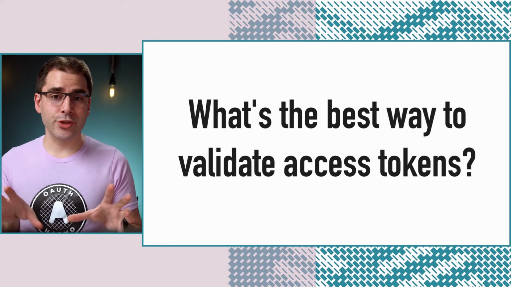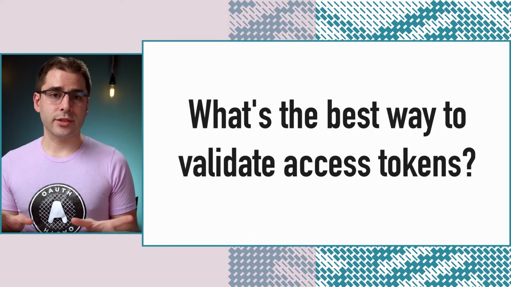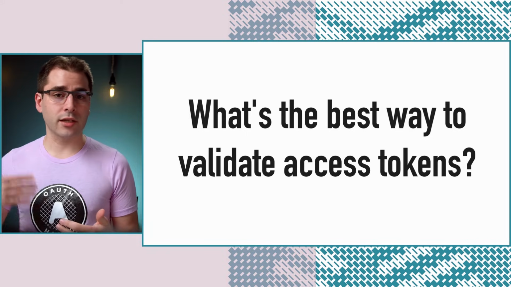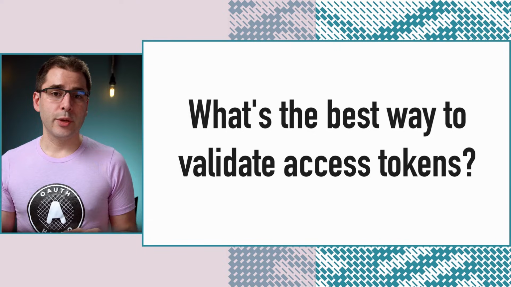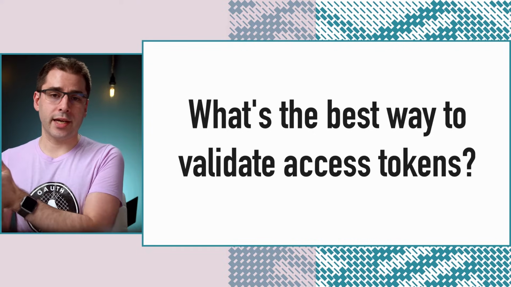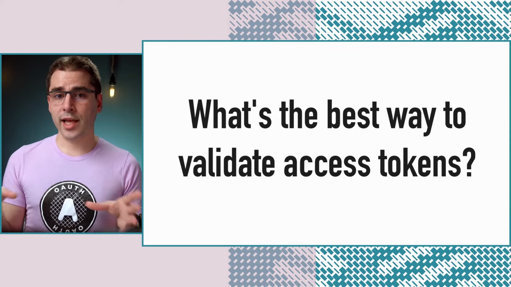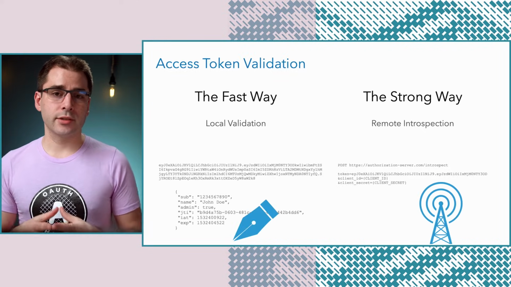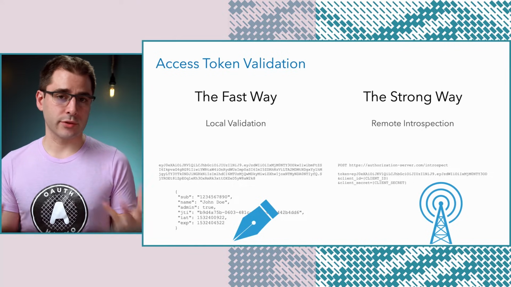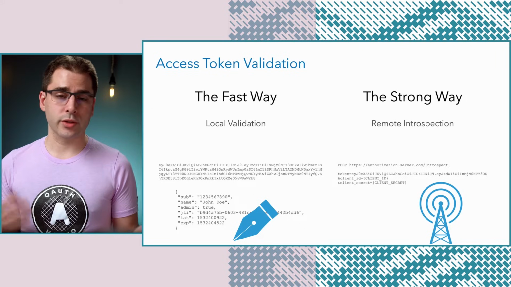Okay, now we're going to move on to the API side of things. Again, only APIs are going to validate access tokens. Your client applications, if you've just done an OAuth flow, your client application is never going to look at the access token. It's just going to use it. But you're going to send that access token to an API, and now we're focusing on the API side. So if you are an API, what is the best way to validate access tokens? If your access tokens are JSON Web Tokens or some sort of structured token format, you have two options to validate them: the fast way or the strong way.